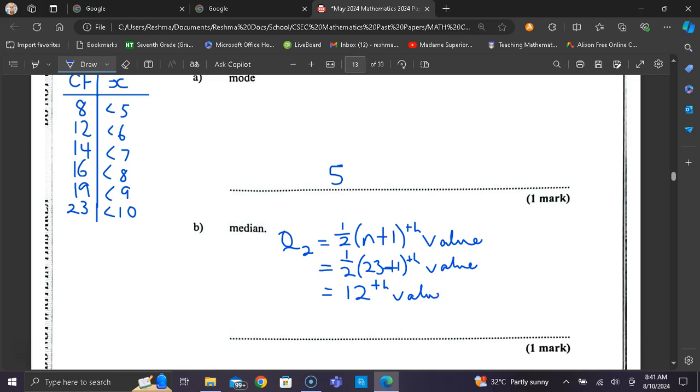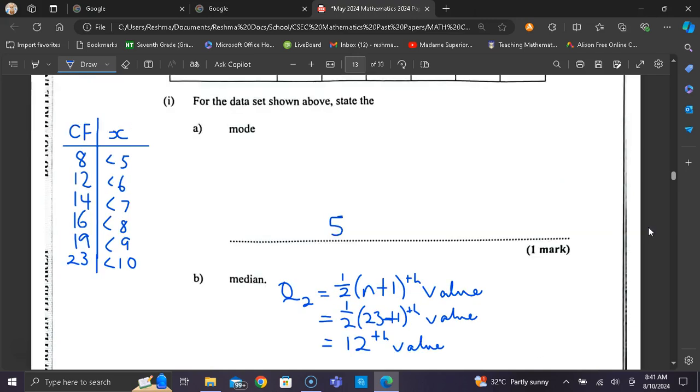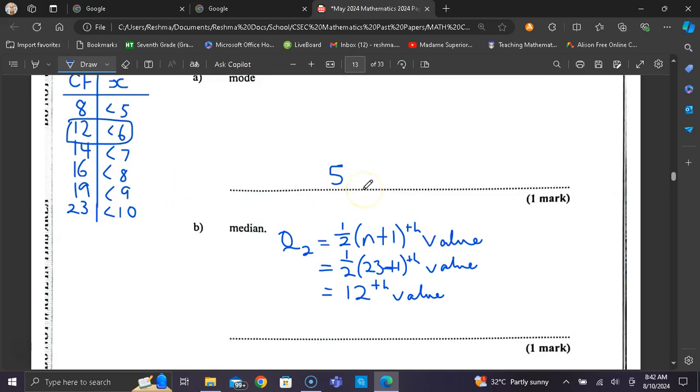So according to our table, the 12th value would therefore correspond to 6. Because this cumulative frequency table tells us that if there are 8 5s and up to 6, there are 12 values of 5s and 6s. So the 8th value is 5, the 12th value is 6, the 14th value is 7, and so on. So therefore our median, which corresponds to the 12th value, is 6.